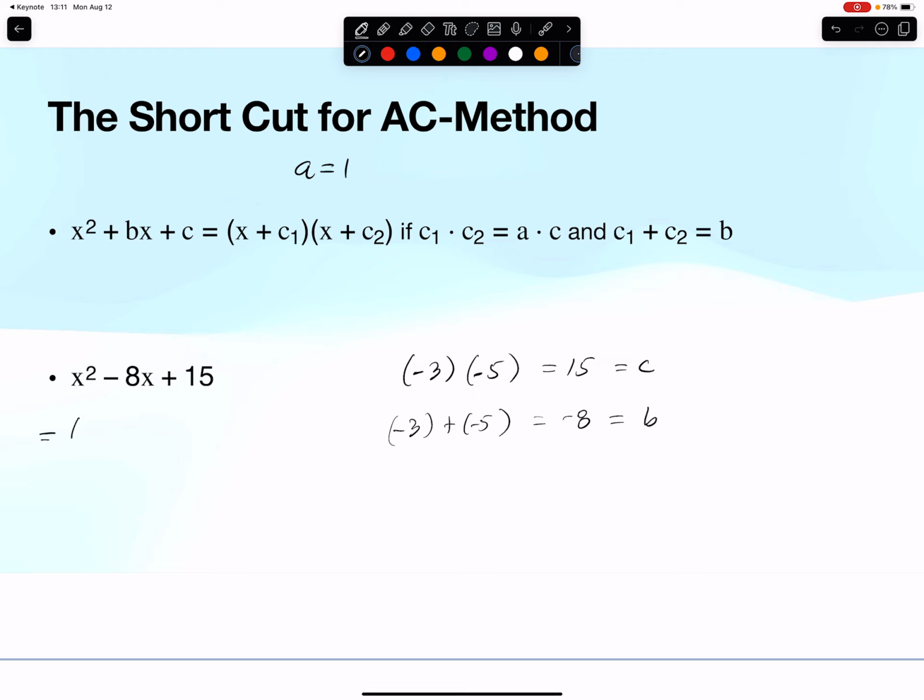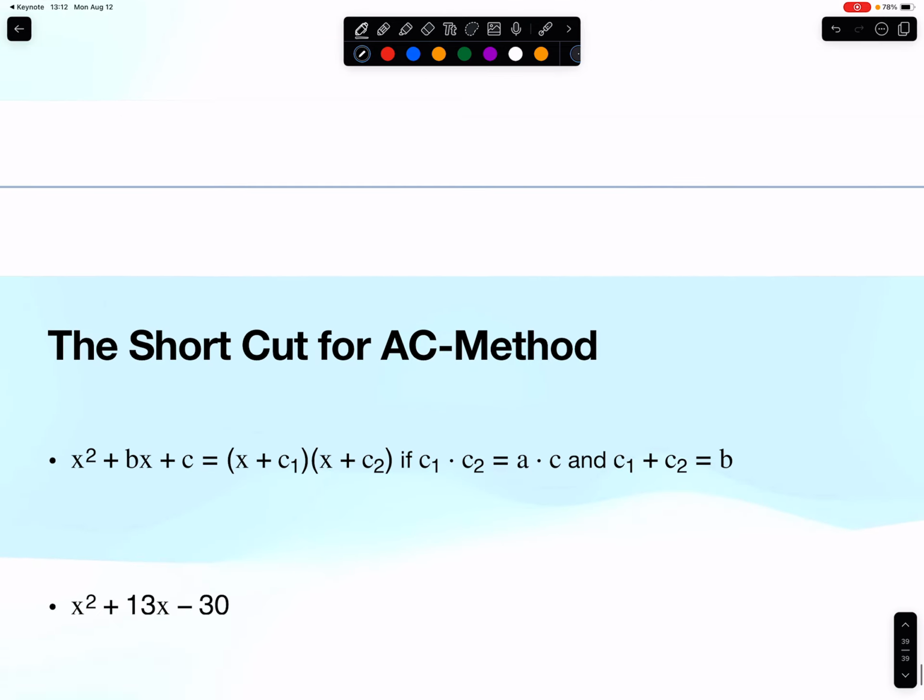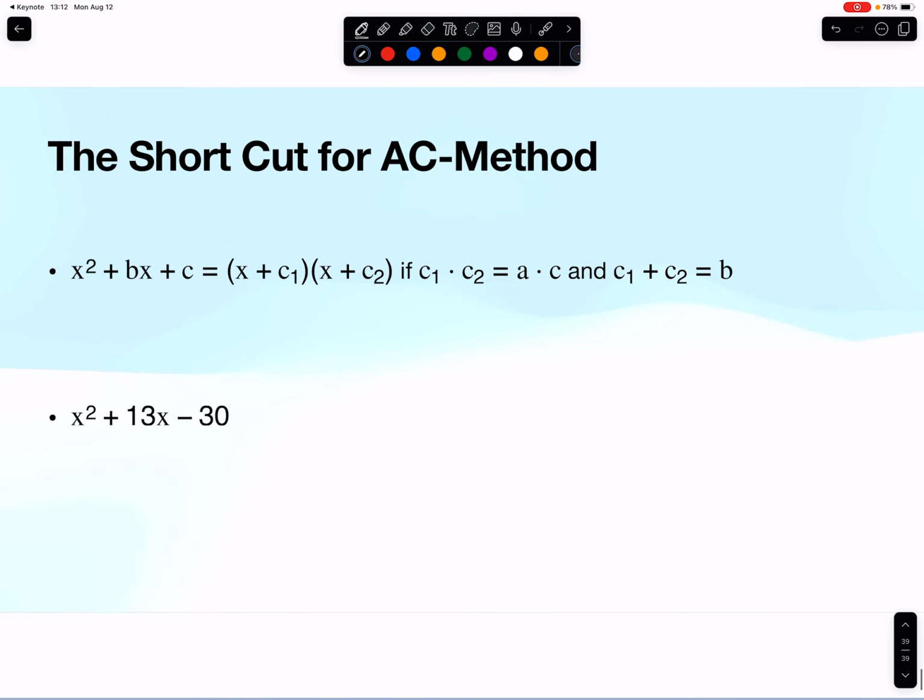Then we have this shortcut. So this factors into x minus 3 and x minus 5. And it doesn't matter which one comes first. Okay. And a lot of the problems that we end up working on in the future are going to be rigged this way. It'll be very quick to find the two factors. All right, so here's just that shortcut listed again.